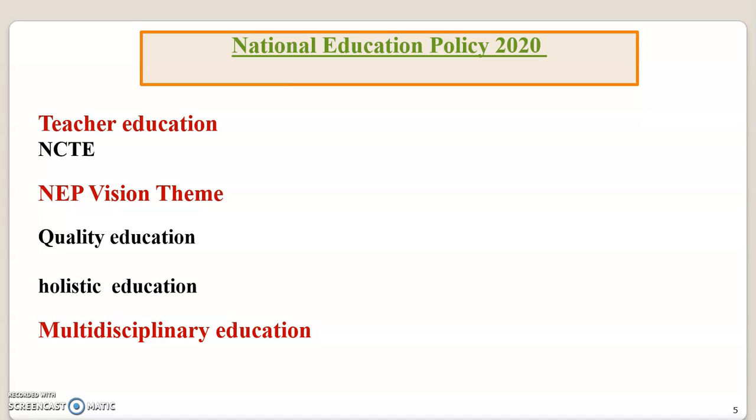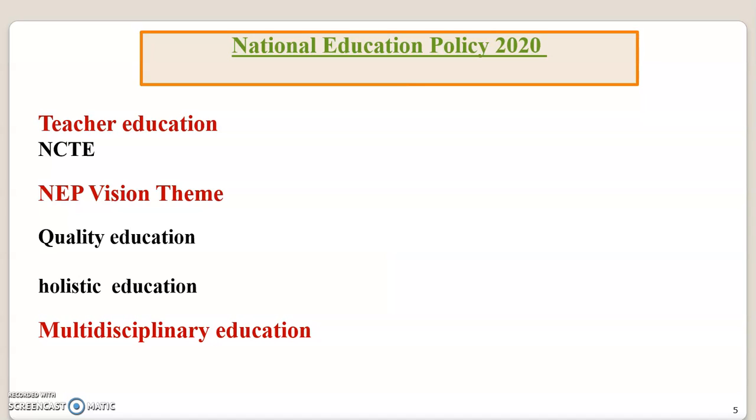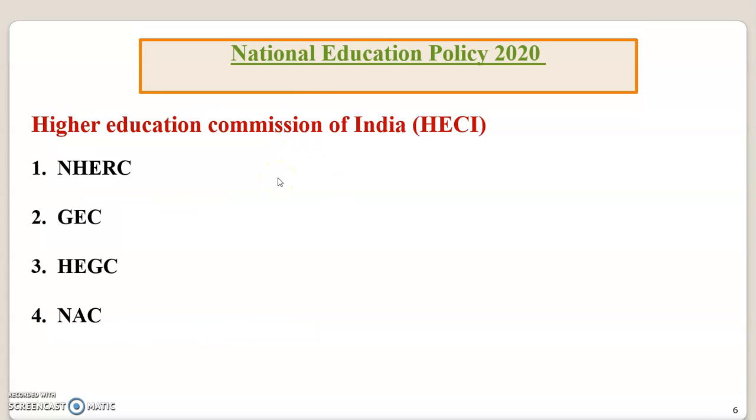In research universities, according to the National Education Policy 2020, a National Research Foundation will be created as an apex body for fostering a strong research culture and building research capacity across higher education. Then the major reform is the Higher Education Commission of India, that is HECI, which will act as a single overarching umbrella body for the entire higher education system.